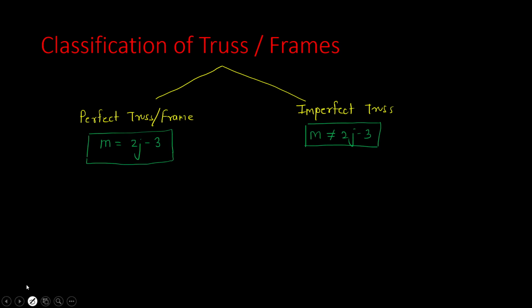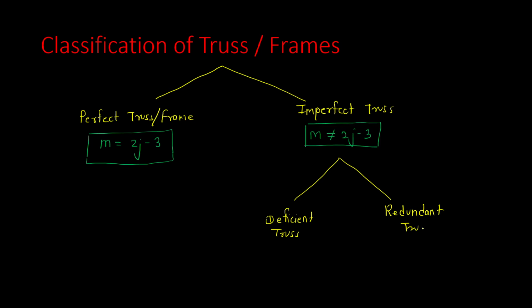Now again, this imperfect truss is divided into two categories. The first one is called a deficient truss, and the second one is called a redundant truss. Now what is the condition for a deficient truss? The condition for a deficient truss is that the number of members should be less than 2j minus 3. So M should be less than 2j minus 3. And for a redundant truss, M should be greater than 2j minus 3. So with this, we can identify which is the given truss. Is it a perfect truss or imperfect truss? Also in an imperfect truss, whether it is a deficient truss or redundant truss.